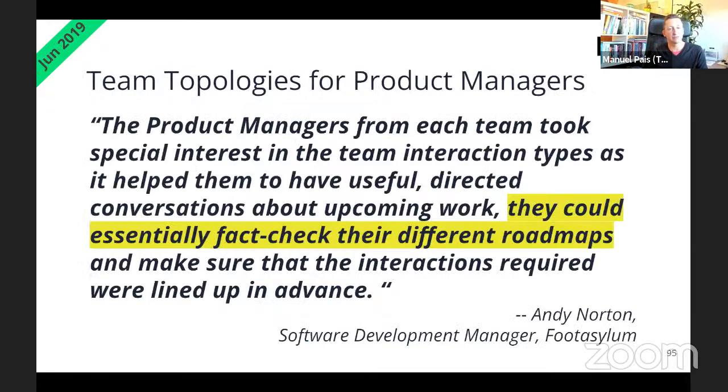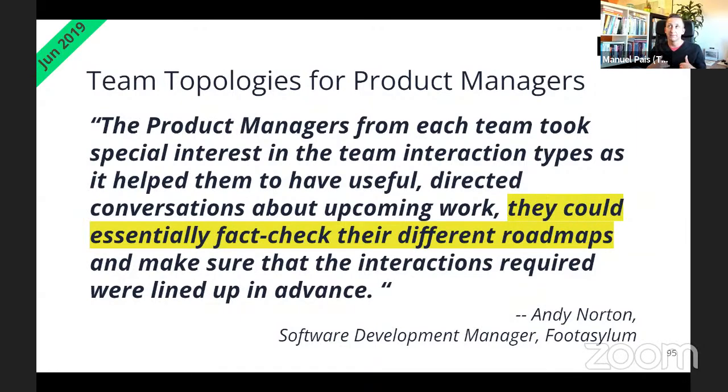And it's interesting because one of the things they said was a key benefit was for the product managers, not necessarily for the technology teams by themselves. The product managers had a much better view on which teams exist and what kind of interactions should happen between these teams if we want to get certain work done, right? So, as you can read here, they said product managers from each team took special interest in team interaction types because it helped them have useful, directed conversations about upcoming work and basically fact check their different roadmaps and make sure interactions required were lined up in advance.